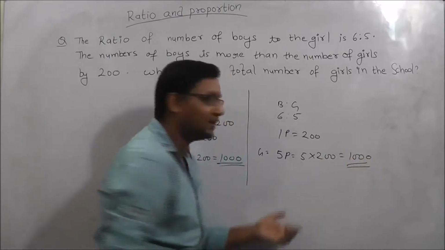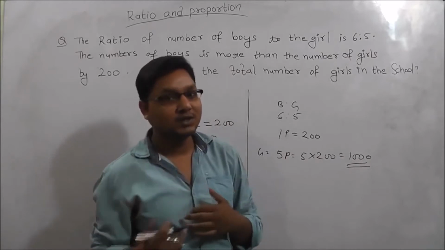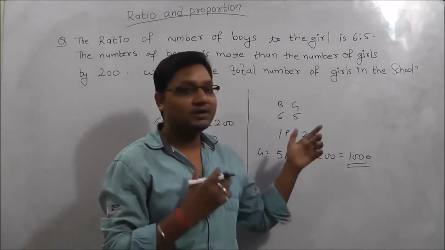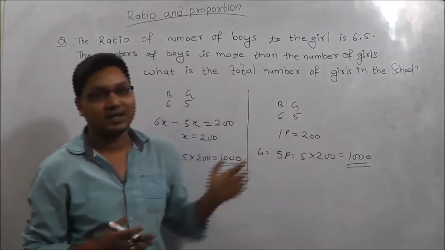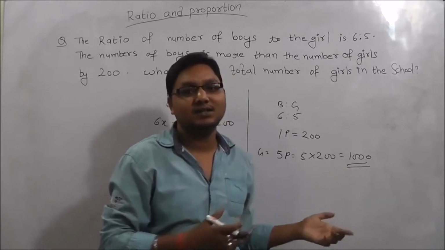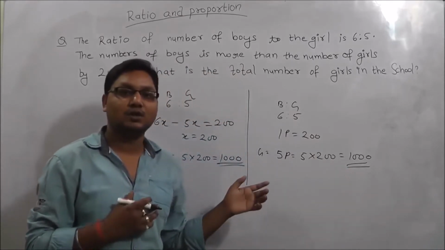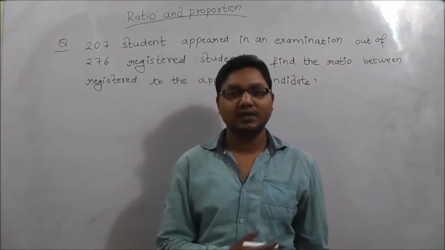So by using the part concept, by practicing more and more questions, you don't have to even write these things on paper. You can just do the calculation in your mind, and by using the part concept you can directly say that the answer is 1000. So let's move on to the next question. Let us now see the next question based on ratio and proportion.